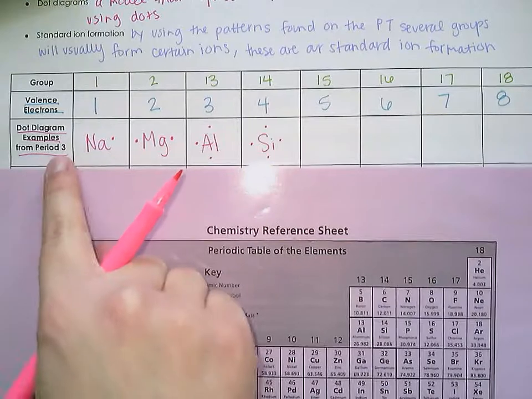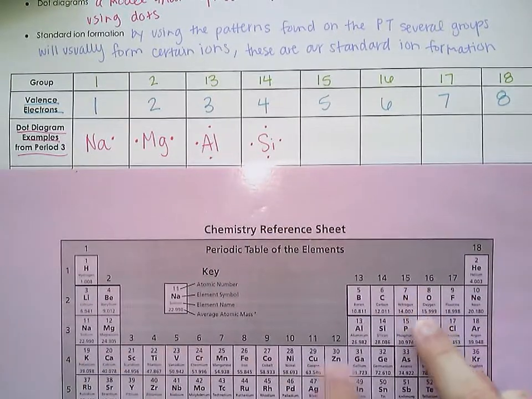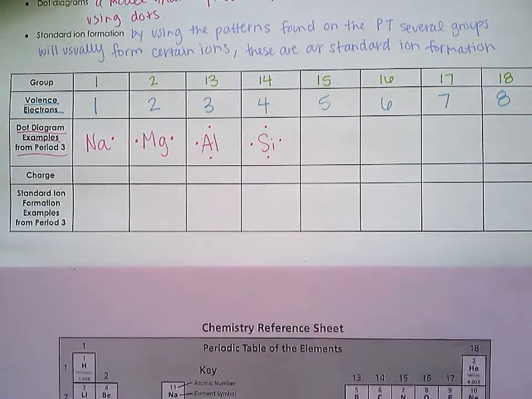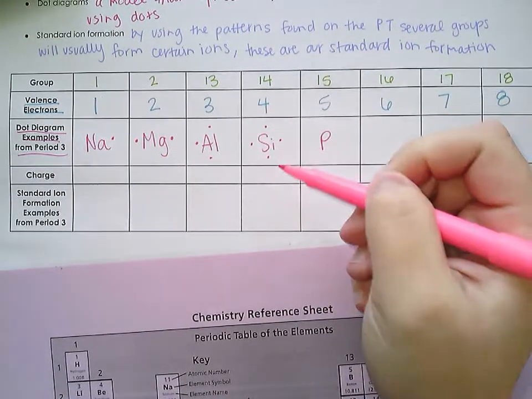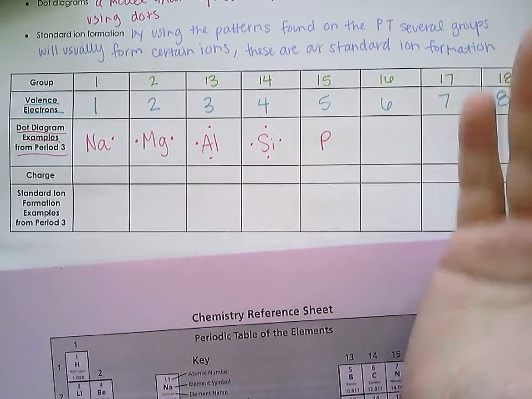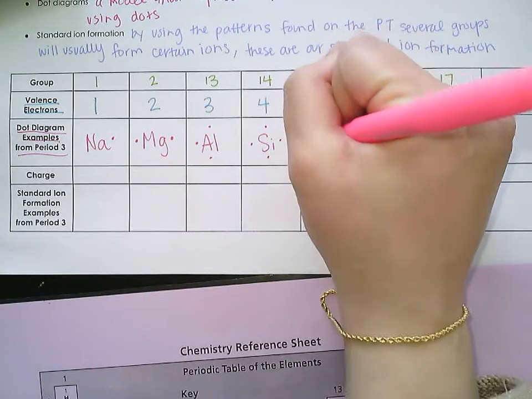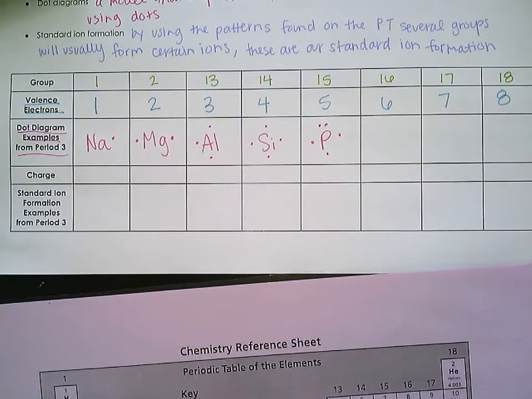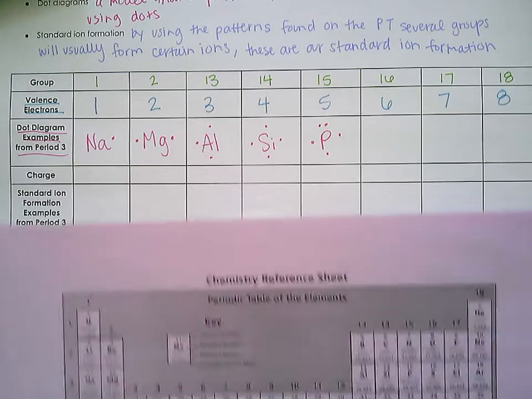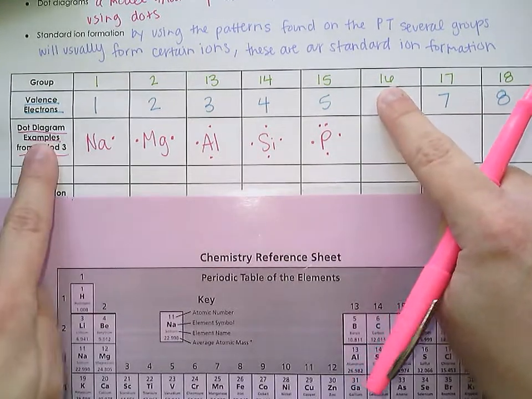Group 15, period 3, phosphorus. And you'll notice on this one, we kind of look at this as if it's in a box. It has 4 sides that I can put dots on. So when I get to phosphorus, I'm going to have to double up on one of those sides. And that's fine, and we'll talk a lot more about that if you take chemistry as far as why we do that.